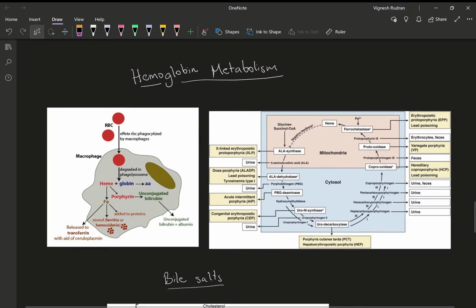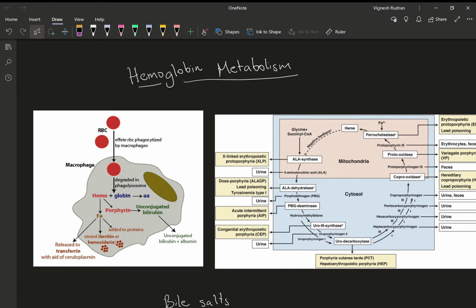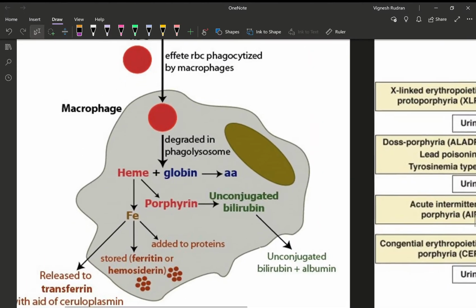Carrying on with the last part of the protein metabolism, I'll be touching a little bit about the different proteins, most important being hemoglobin, which is a quaternary structure. So, I would like to begin with this diagram.